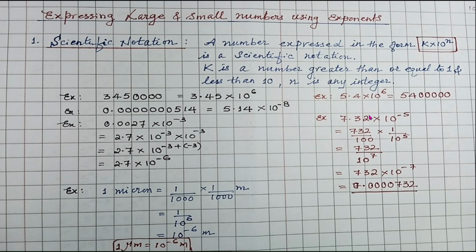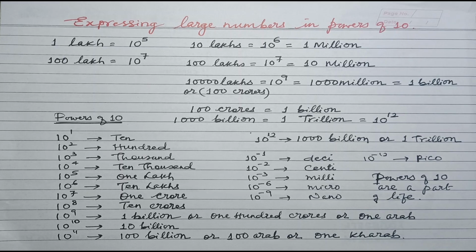And here also, 7.3 into 10 raised to minus 5. 7.3 is 732 by 100, into 1 by 10 raised to 5. That means it is 732 into 10 raised to minus 2, and 10 raised to minus 5 becomes 10 raised to minus 7, and therefore it is 732 into 10 raised to minus 7. That means the decimal point has to be placed 7 digits to the left: 1, 2, 3, 4, 5, 6, 7 and point. So the number is 0.0000732.